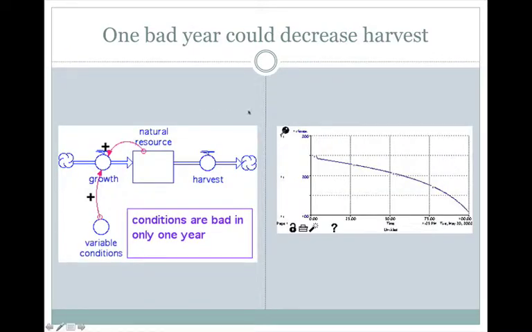The other thing that we have to deal with when we're talking about a sustainable harvest is, here's the growth and the harvest, and what if those are all in balance, but then we have one bad year. And one bad year, you might think, well, that can't have much of an impact.